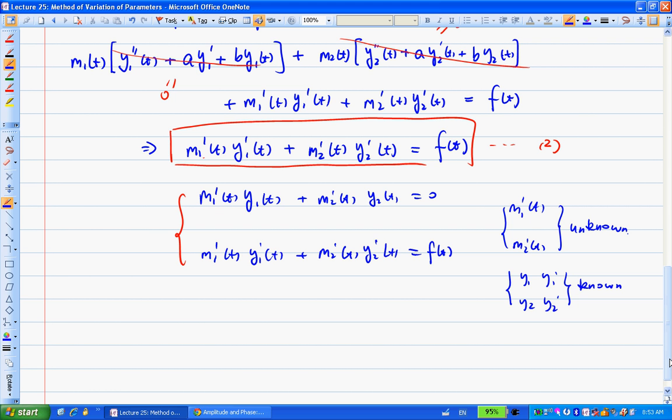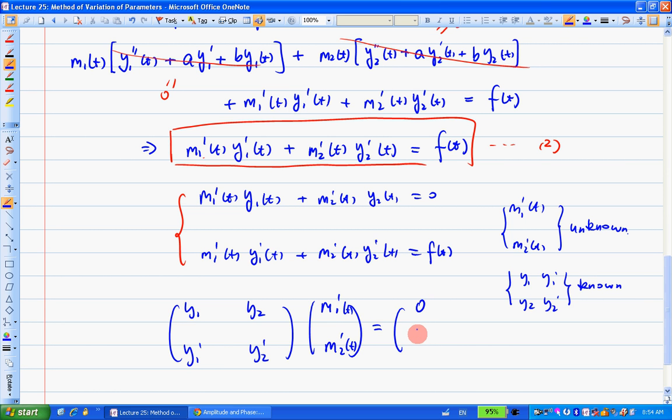I guess you learned linear algebra. Now, basically, the left side here, you can write in matrix format. So the coefficients here, this is y1, y2. Here's y1 prime, y2 prime. Multiplied by m1 prime, m2 prime. Right, matrix. So this multiplied by this equals what? 0, f of t here, right?